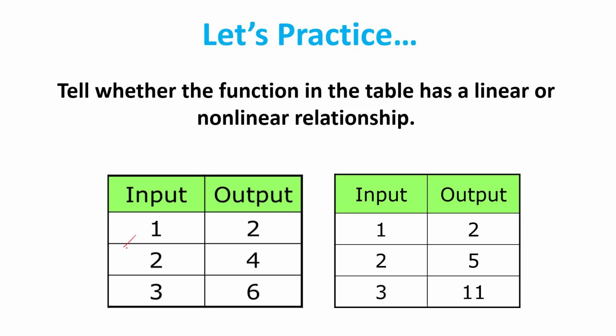All right. So I see a change of 1, I see a change of 1, I see a change of 2, and a change of 2. I have a constant rate of change, so it would be linear. All right, on the graph on the right, or chart on the right, we have a change of 1, a change of 1, a change of 3, a change of 6. And so we would say that is nonlinear.